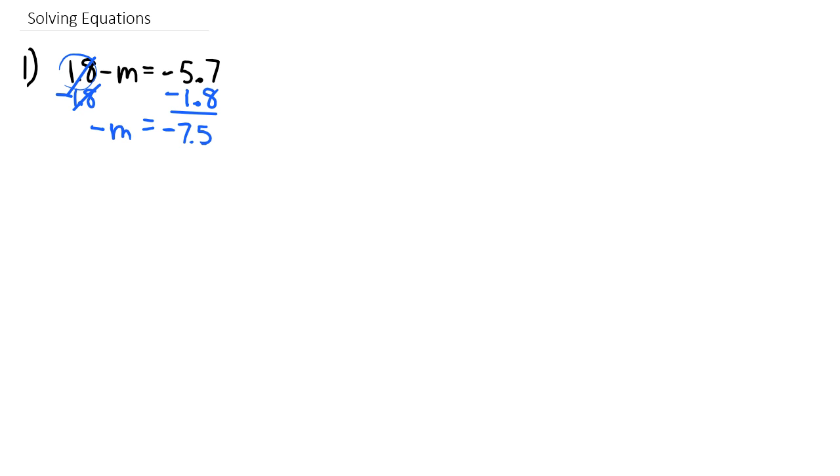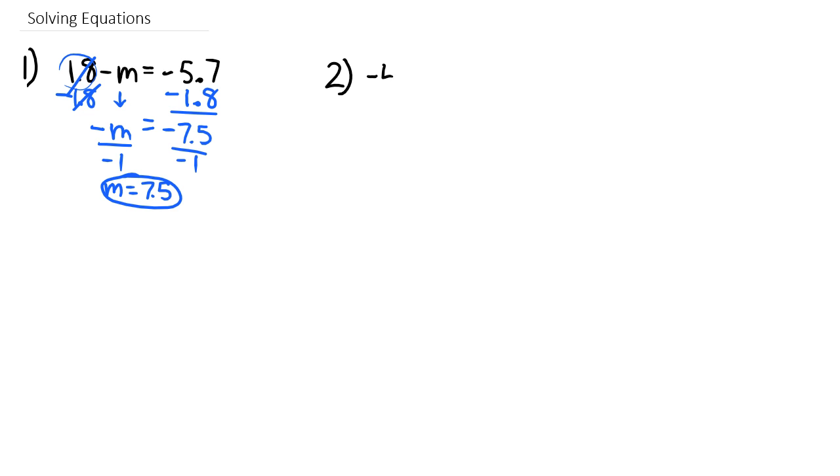So now we have a negative m. Don't lose that m. Just drop the negative on the m, just drop it straight down. And then we can divide both sides by negative 1. So m equals 7.5.